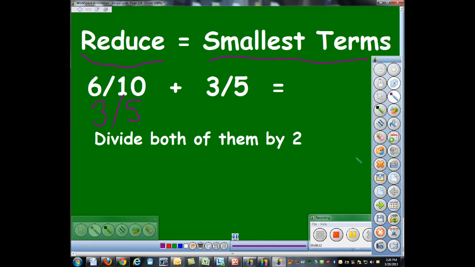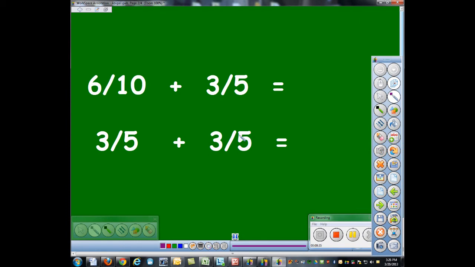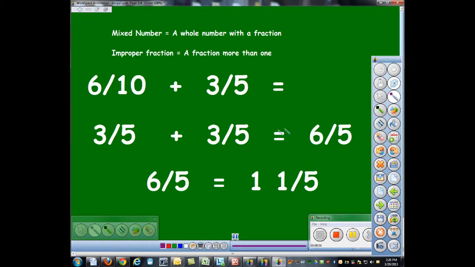So now we have 3/5 and 3/5, as you can see here. And we need to add these together, not the denominators, but just the numerators. We need to add this 3 plus this 3, which will make it 6/5. So we also need to make our 6/5, which is an improper fraction, into a mixed number, because it's a fraction more than 1, and we need to make it a whole number with a fraction.